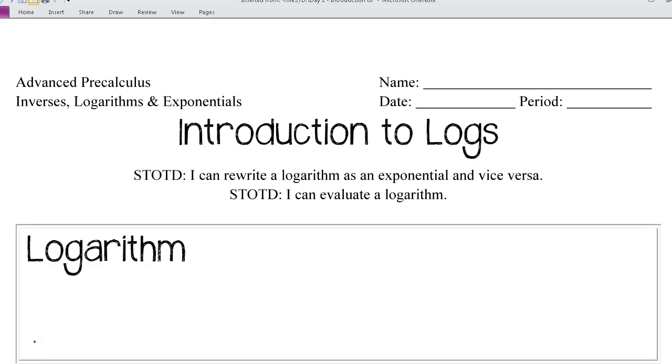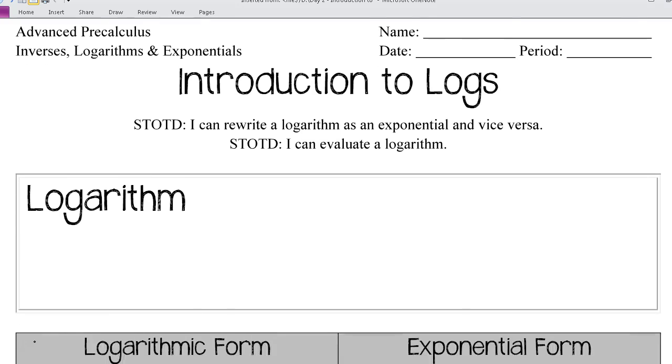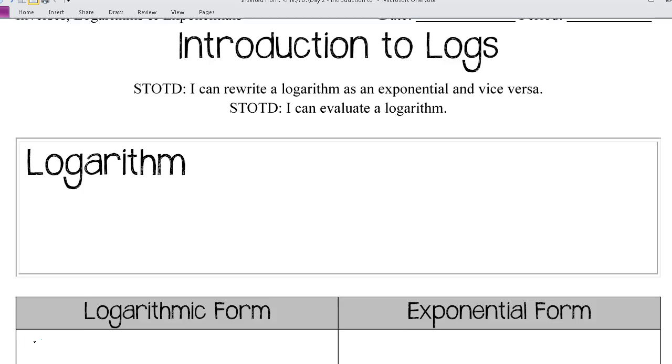So our learning targets today are to be able to rewrite a logarithm as an exponent, as an exponential, and to be able to do the opposite, and also to evaluate a logarithm.